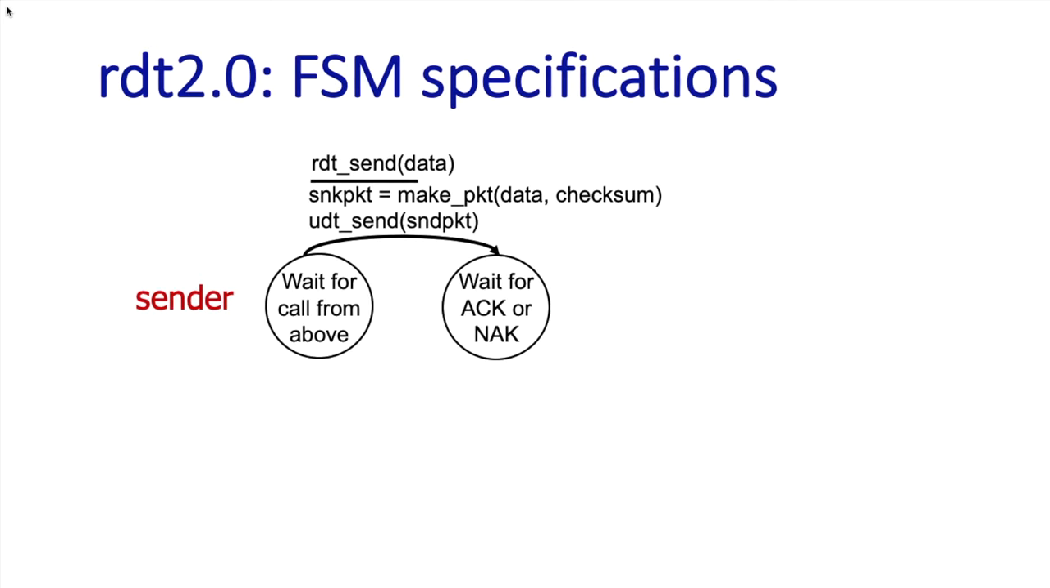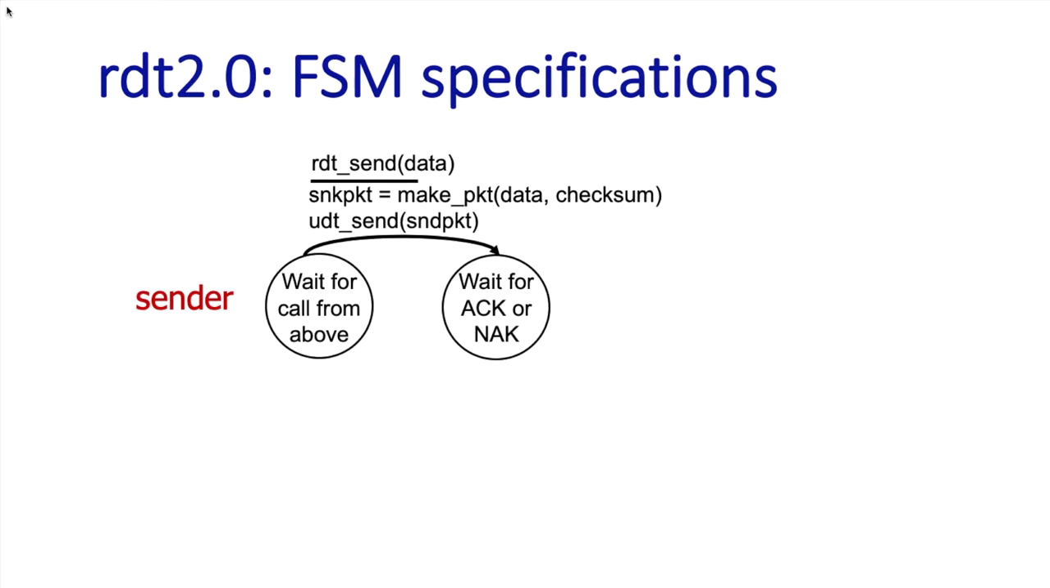Now let's take a look at the finite state machine specification for the RDT 2.0 receiver. There's just one state here, as in the case of RDT 1.0. The receiver is basically waiting for a call from below, the arrival of a packet. So if a packet arrives as indicated through RDT receive and that packet's corrupt, the receiver is going to send a negative acknowledgement, a NACK, back to the sender.